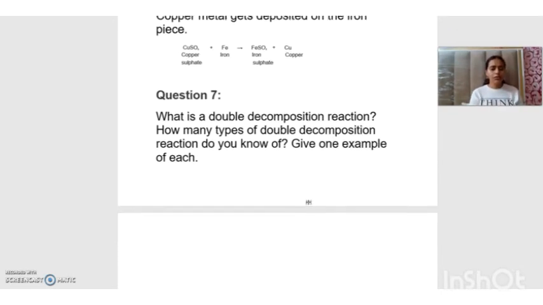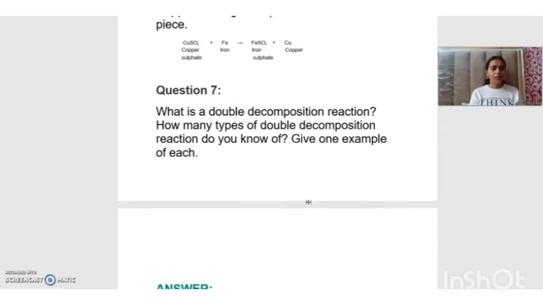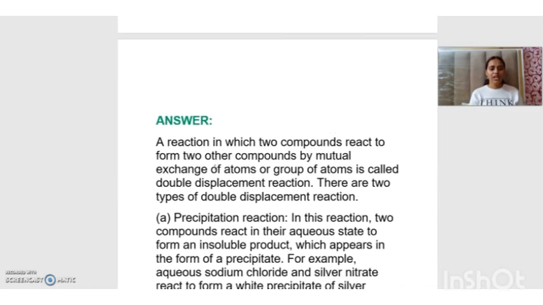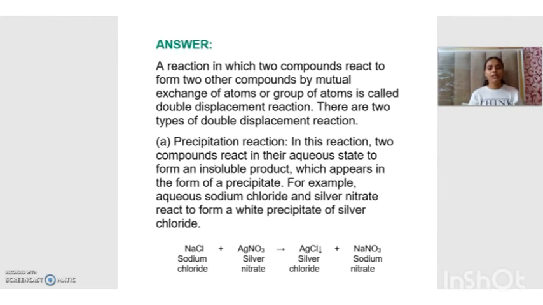So moving further, what does question number 7 say? Question number 7 is, what is a double displacement reaction? How many types of double displacement reaction do you know? You have to give one example. Students, a double displacement reaction is where two compounds are involved, as the words double displacement say. A reaction in which two compounds react to form two other compounds by mutual exchange of atoms or groups of atoms is called double displacement.